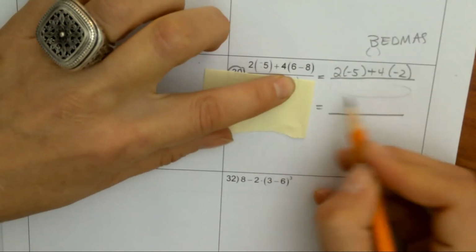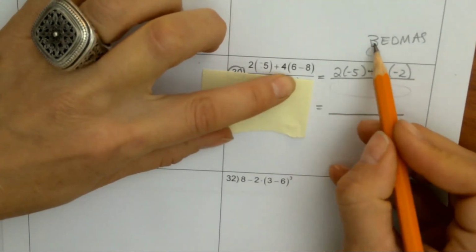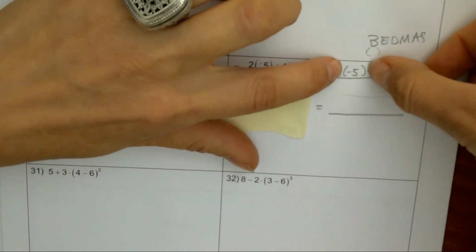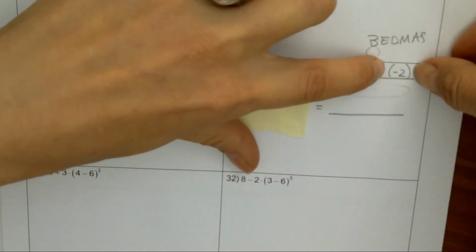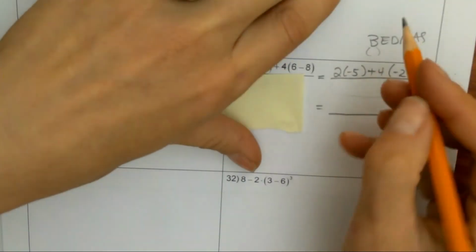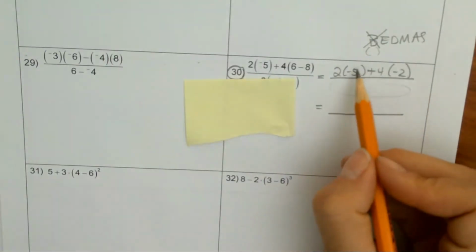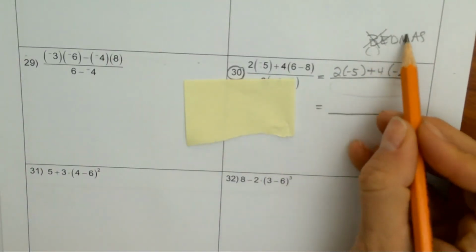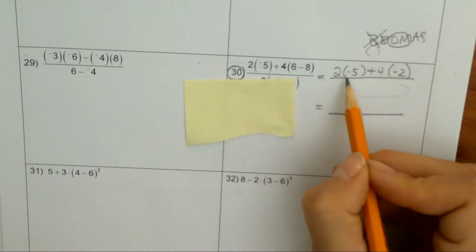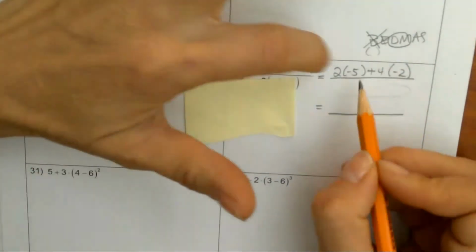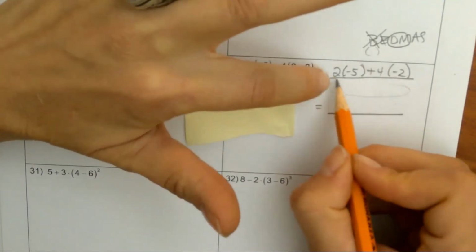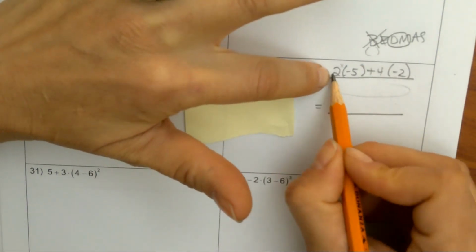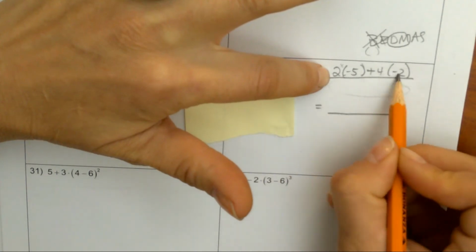Okay, let's do the top. So I still have brackets. Can I do anything on the inside of those brackets? No. Can I do anything on the inside of those brackets? No. So I'm done brackets. Do I have exponents? No. Do I have divide, multiply? I don't see any, but you do. Look, when you have a number next to a bracket, that means multiply here. So 2 times negative 5 and 4 times negative 2.